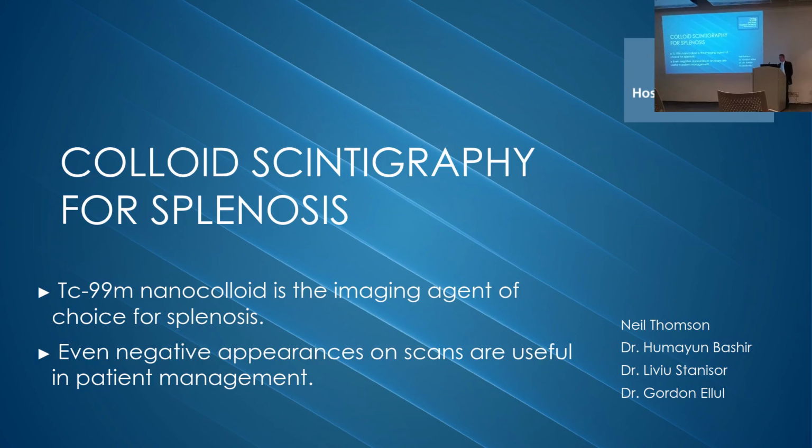So let's just wrap it up. The overview. Nanocolloid is the imaging agent of choice for splenosis. So there are other imaging agents available for nuclear medicine tests, but of course, nuclear medicine isn't just one test, it's many, many tests with different agents. So use nanocolloid for splenosis. And as technologists and radiographers, sometimes it's a bit boring when you get a scan with a negative result, but actually negative appearances are just as important in patient management. Thanks very much.